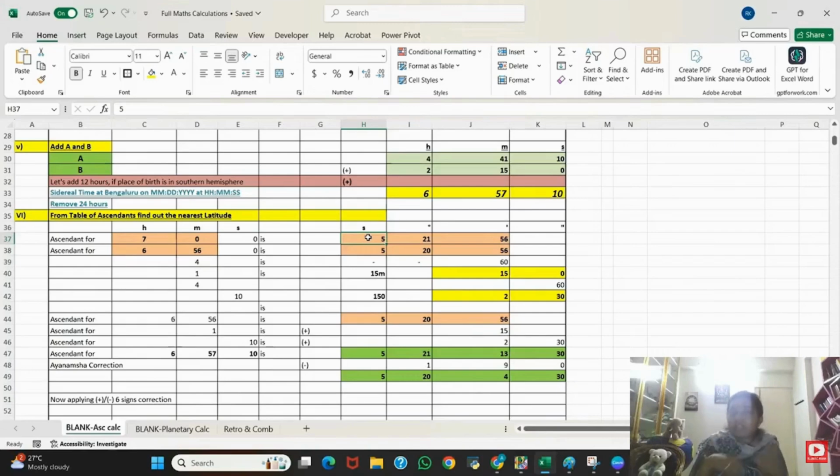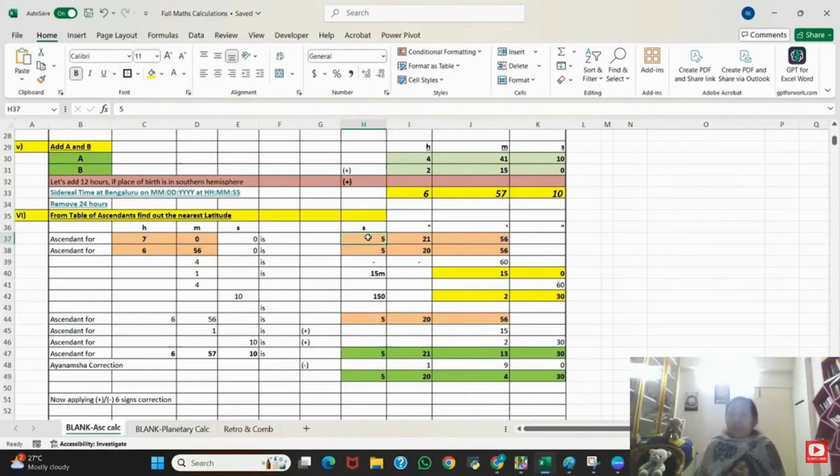So Lagna is somewhere in Kanya. We have now reached the stage where we are aware that the Lagna is in Kanya. Now we have to find out where it is exactly in Kanya, because every Rashi has 30 degrees. So where in between that Kanya Lagna is what we have to note down.